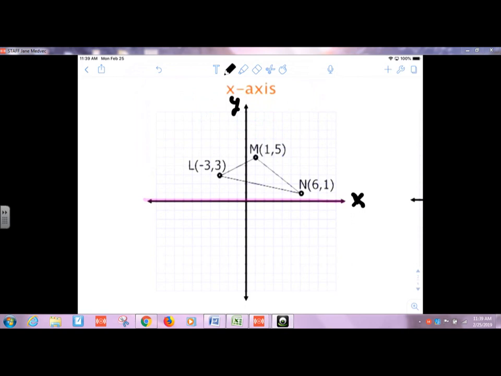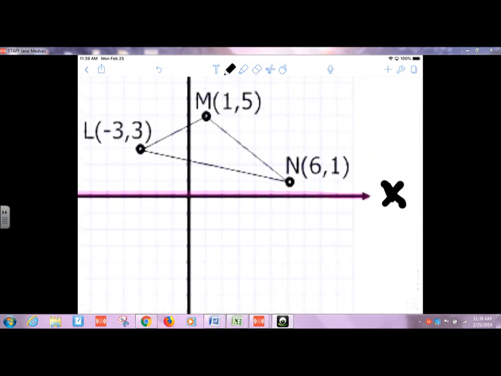First of all, let's take a look at N. N is right here, and it is 1 square away from the axis. So if I am going to reflect it, I'm going to go 1 away on the other side, put an ordered pair, and call that N prime. Now let's go to another point, L. L is 1, 2, 3 squares away. So I'm going to go 1, 2, 3 away, and I'm going to put L prime.